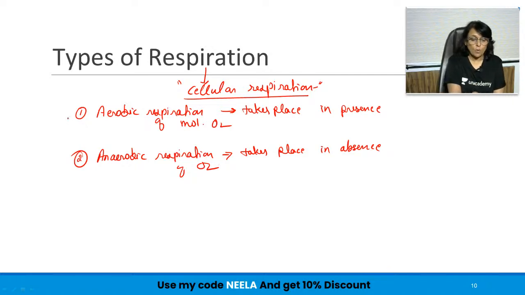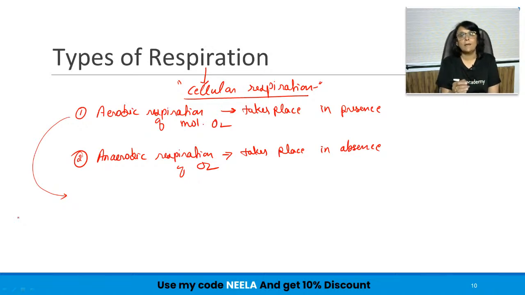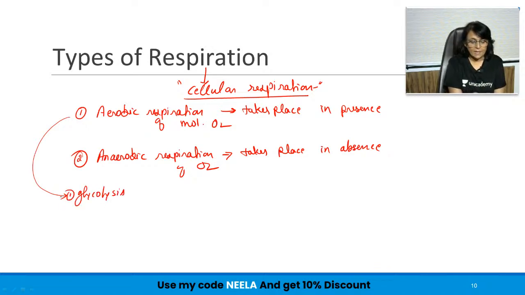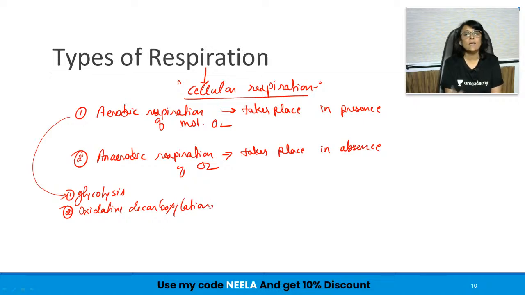But what all happens in aerobic respiration? This is just to give you a little idea or heads up of aerobic respiration in presence of oxygen. So first step is glycolysis. Then there is an intermediate step or link reaction which is known as oxidative decarboxylation. It is a link reaction basically between glycolysis and Krebs cycle.